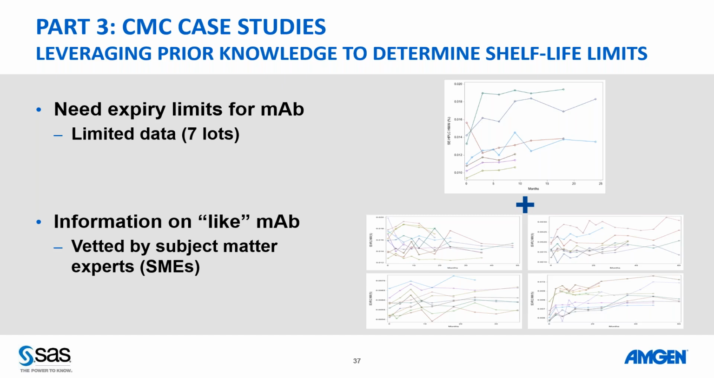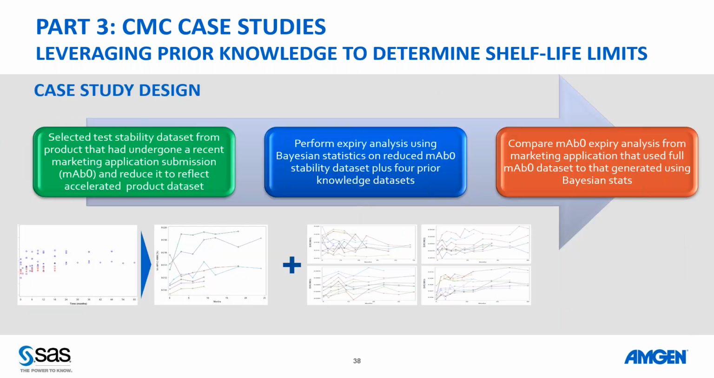So the idea here is we have these 7 lots, and this is happening more and more because there's a push for accelerated introduction of drugs, like we did with the COVID vaccines. And sometimes you don't have enough time to collect the data. So if you have only 7, what can we do? Okay. So this is the case study design. So we're going to select this stability data set, and this is actually, those 7 lots came from an original data set that had 14 lots that was used for a marketing application submission and all that. So we know, we have the history, we know what the numbers are that we used.